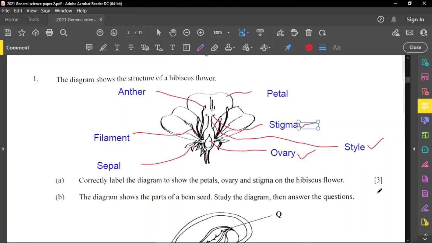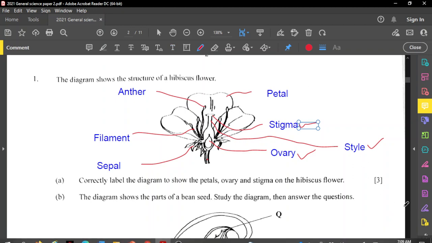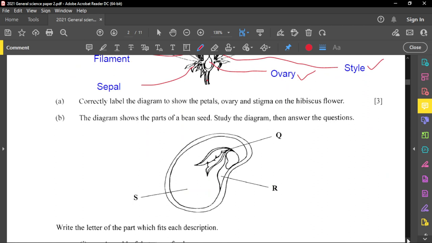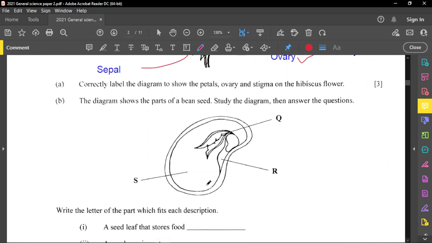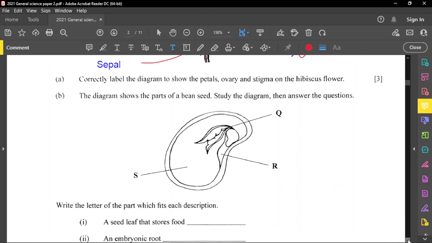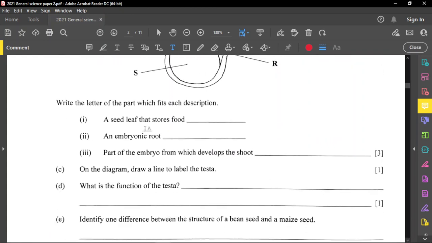All right, so let's get into part B of number 1. The diagram shows the parts of a bean seed. Study the diagram, then answer the questions. So we have a part called Q, a part called S, a part called R. And it said, write the letter of the part which fits each description.